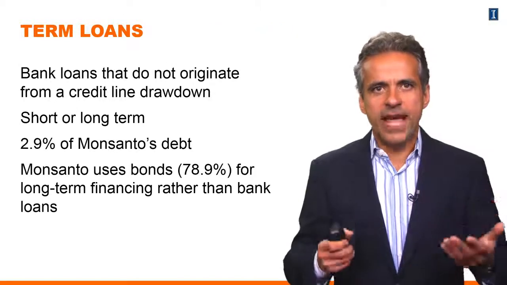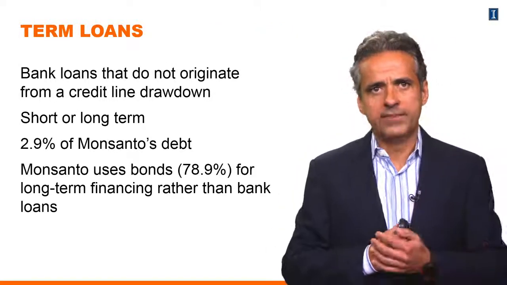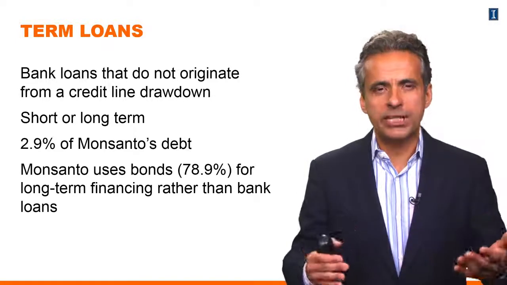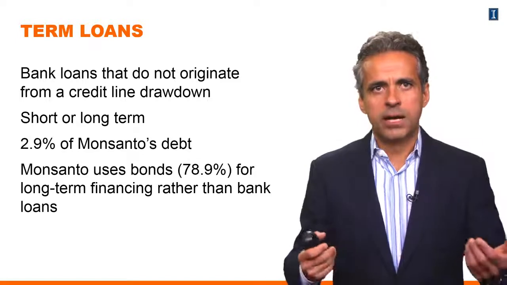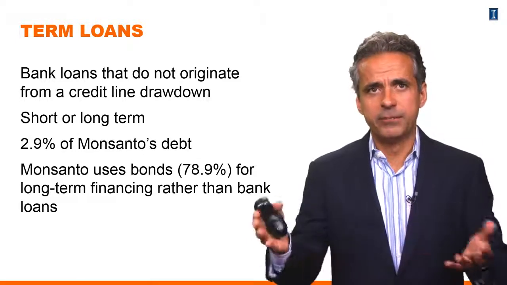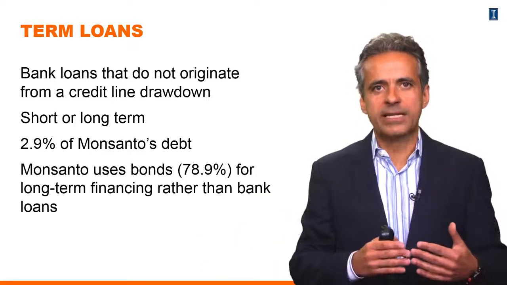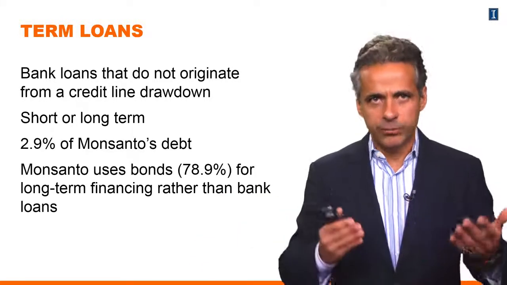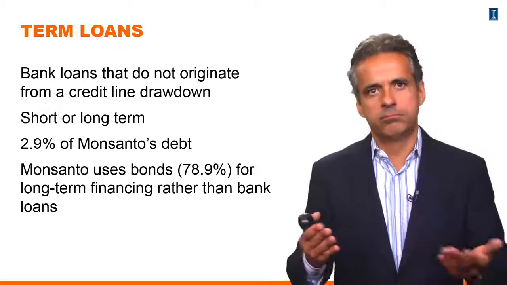Moving down that table, we have the term loans. A term loan is a bank loan that does not originate from a credit line drawdown. So it's money you borrow from the bank with a fixed maturity. That's why it's called term. And it does not originate from a credit line drawdown. Otherwise, it would be called revolving credit. It can be short or long term.